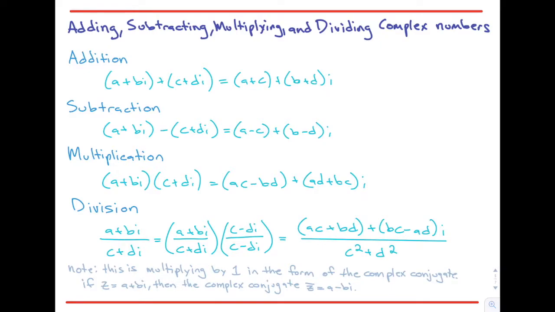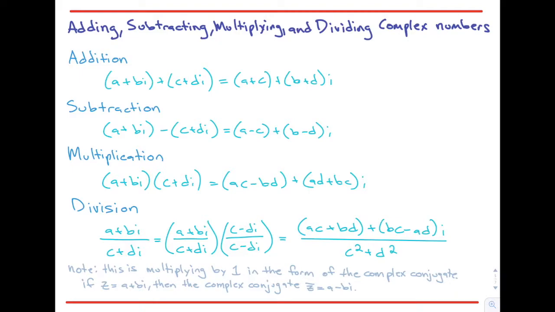So for addition, if we have two complex numbers, a plus bi and c plus di, to add them, we add the real parts and we add the imaginary parts. To subtract complex numbers, we do the same thing. We subtract the real parts and we subtract the imaginary parts. To multiply the complex numbers, just like we would with binomials, we'll just FOIL them out.